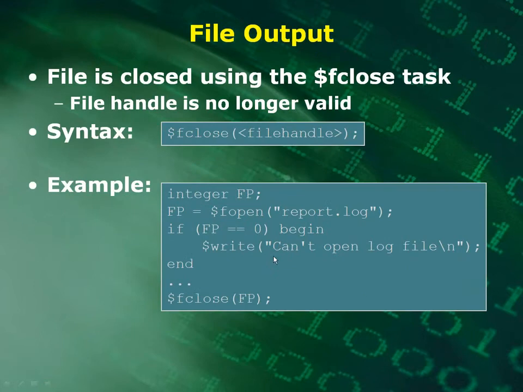There's also a $fclose, in which case you feed it the file handle of the file that you have open, and once you close it, the file handle is no longer valid. So here's the same code again, and we've added a $fclose with the file handle that we were using previously.